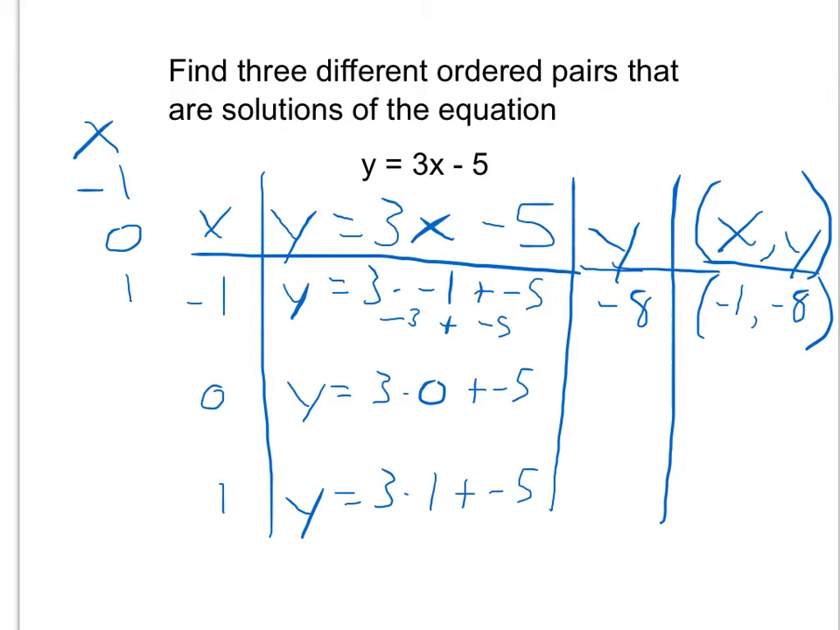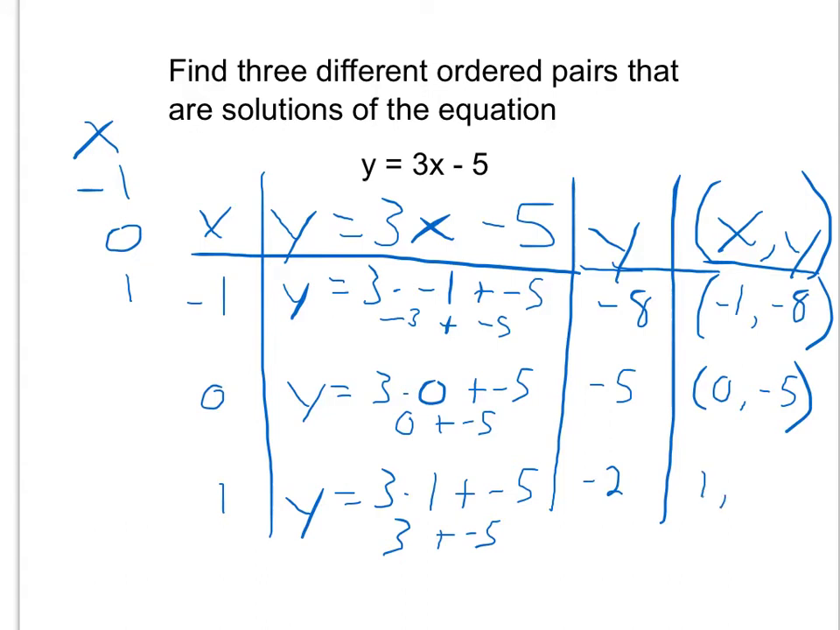The second one, 3 times 0 is 0, plus negative 5, that is negative 5. So my second ordered pair, my x is 0, and my y is negative 5. And for the last one, 3 times 1 is 3, plus negative 5, and 3 plus negative 5 is negative 2.